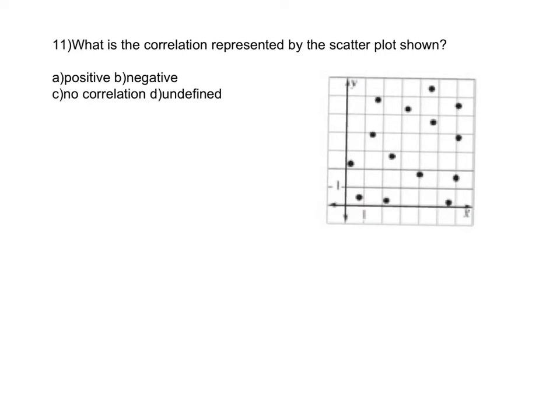Okay, this is going to be your Keystone review packet, numbers 11 through 20. Take a look at number 11. We're again working with correlations represented by scatter plots.